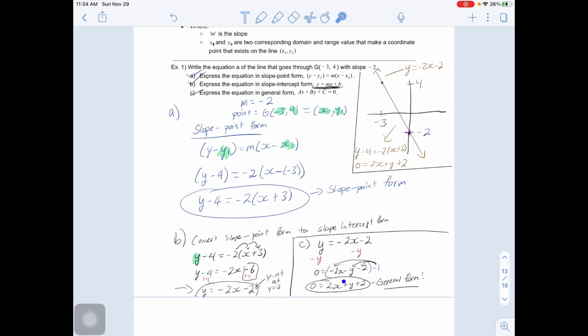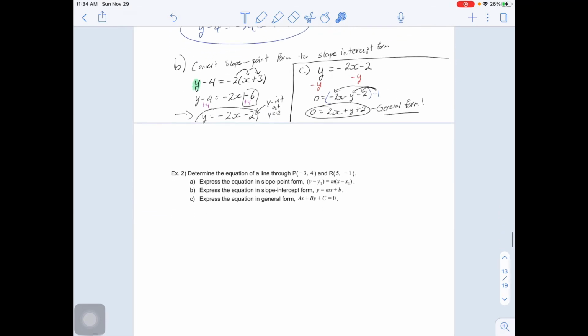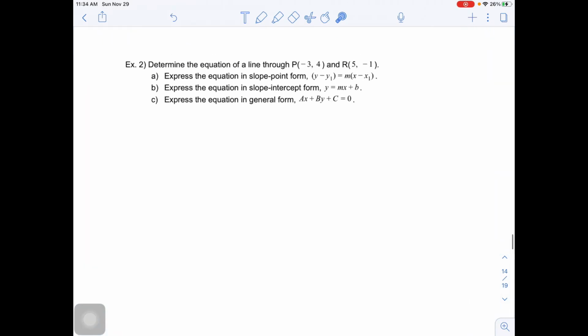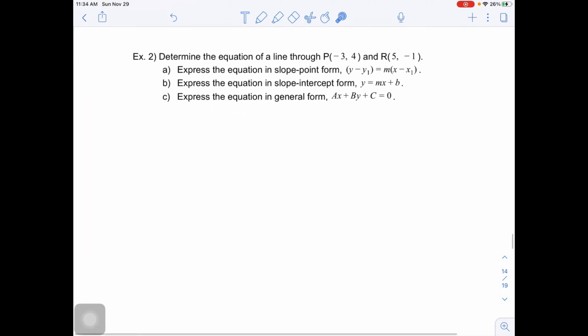So it's really important to be able to understand how to go between these three different values and forms. Let's see one other example here. So this other example, it says, determine the equation of a line through -3 and 4 and 5 and -1. So here, we're given 2 points. We're given the point P, which goes through -3 and 4, and we're also given the point R, which is 5 and -1.